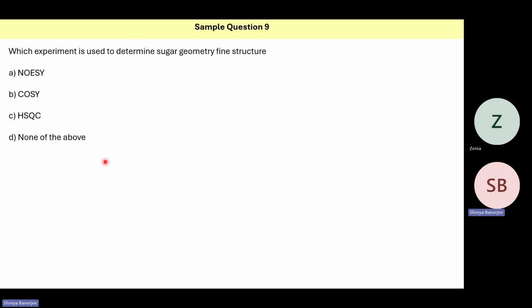The next question is asking which experiment is used to determine sugar geometry fine structure.